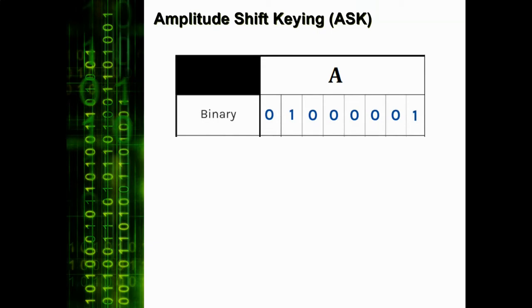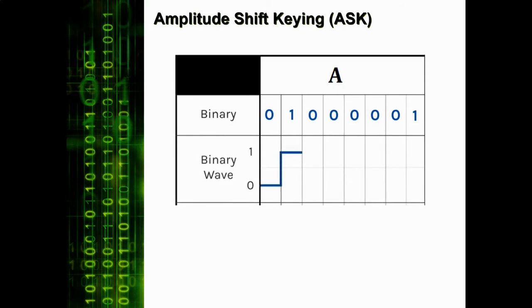We look up the binary representation of the letter A. We find it to be 0, 1, 0, 0, 0, 0, 0, 1. Okay, that's our binary A. And we can represent that with a binary wave.